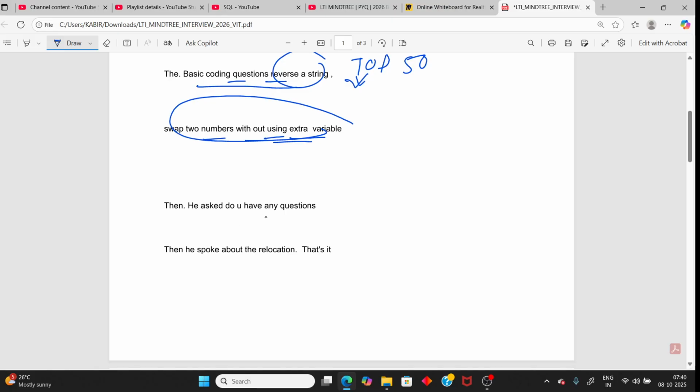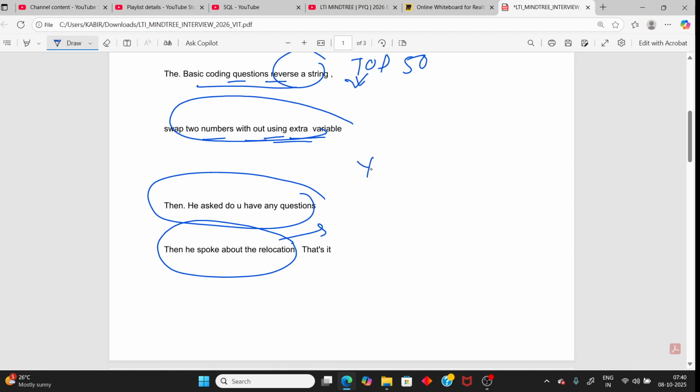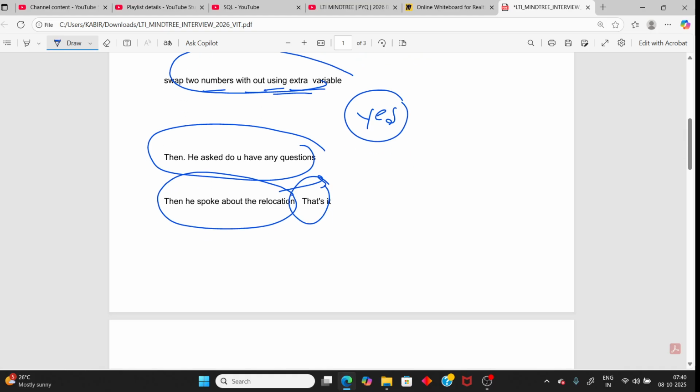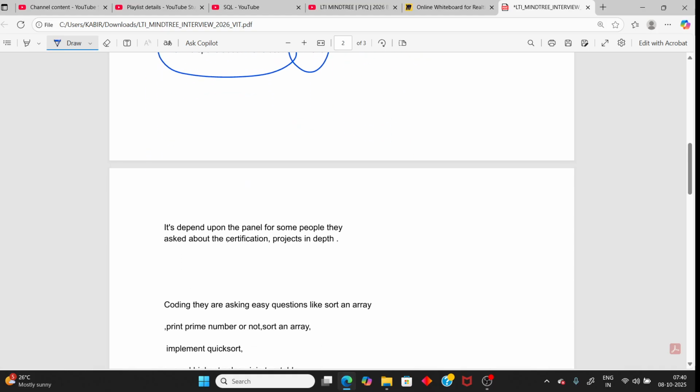Then he asked, do you have any questions? And relocation is one of the most important. Whenever the interviewer asks, can you relocate? Always say yes without any thinking. Now moving on to the next. Also, depending on the panel, some people were asked about certifications. If you mention anything in your resume, they will ask.